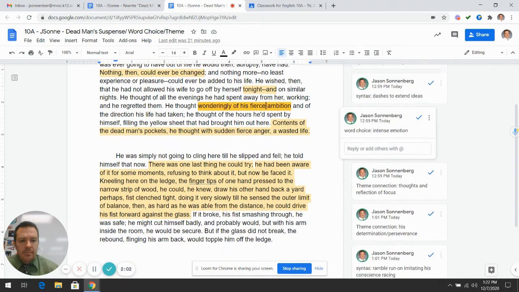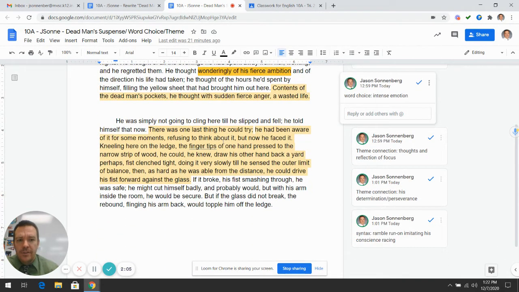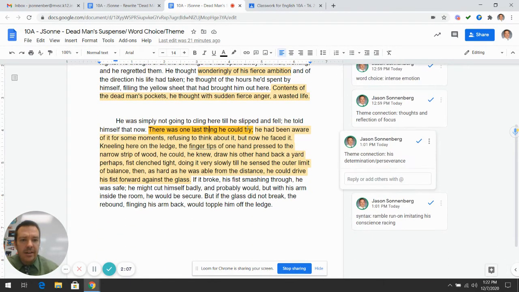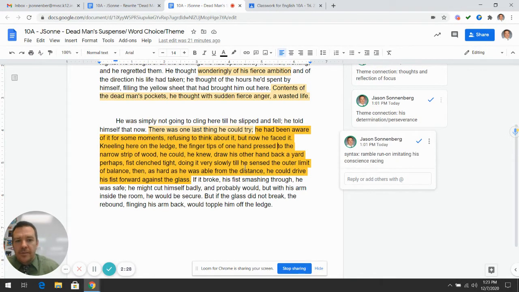You will see nothing too crazy here in this upper paragraph. In this bottom paragraph, we get into the idea of theme. Remember that we've been teaching you all week that the plot events of a story help contribute to the theme of the story. There was one last thing he could try. That's a theme connection. We talked before about his determination, his perseverance. This right here is a rambling run-on sentence, but it shows his own conscience, or just the rambling thoughts in his head as he's doing the climbing.